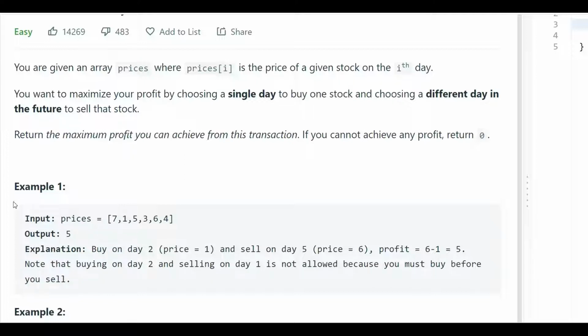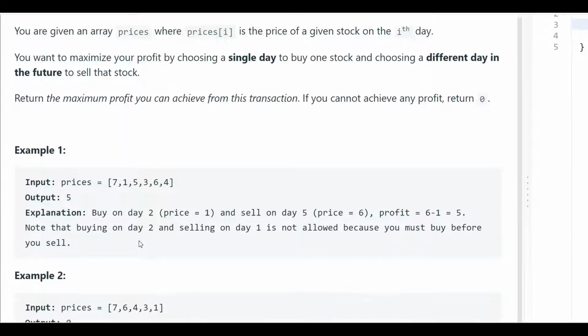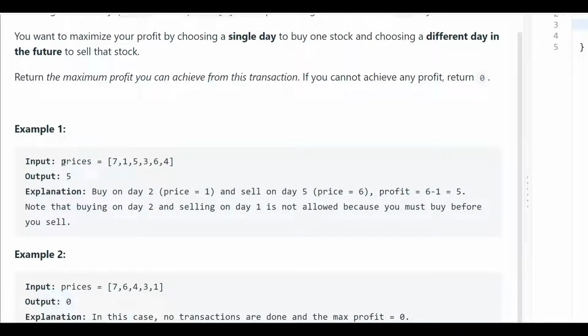So let me see the examples. What does the example say? The first example has the input prices array containing the values 7, 1, 5, 3, 6, and 4. In this we have to return 5, and how we get 5 is that we don't buy on the first day. We can buy on the second day, and then sell on the third day, which would give us a profit of 4. Then we can sell on the fourth day, which would give us a profit of 2. But this is not the maximum, so we consider 4 as the profit.